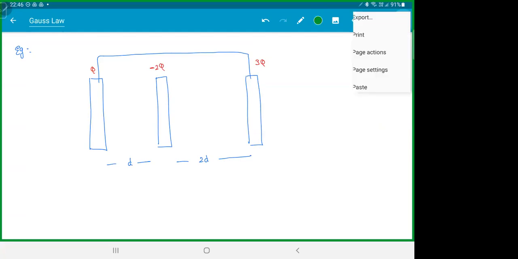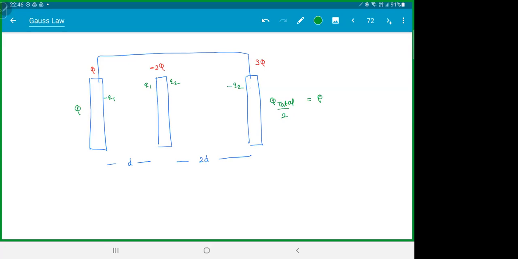So first thing, let this charge be Q1 and let this charge be Q2. Agreed? Before that, what is the outside charge? It is still valid, जो हमने starting किया था, that is still valid. What is the outside charge? Outside will be total by 2. How much is that? Q. Agreed? If this is Q1, this is minus Q1, this is Q2, this is minus Q2.